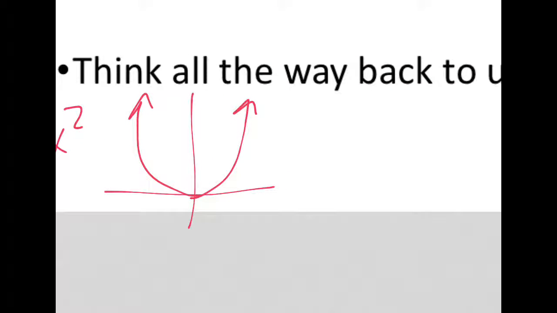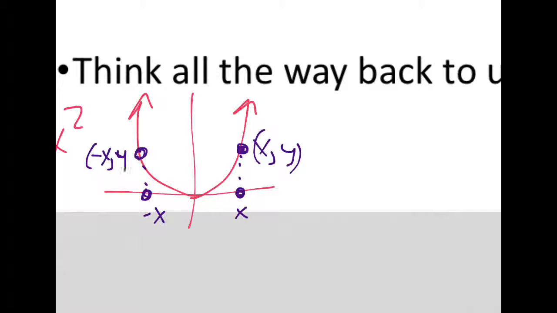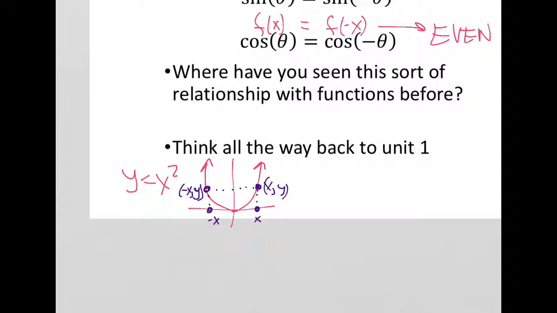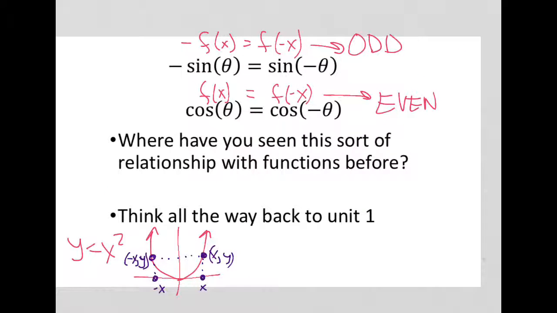Well, say we go some positive x value over here, go up to your graph, we have some point x comma y. An even function says you can go that same distance to the left, so negative x value, and go up to your graph, and you will have the same y value. So negative x comma y. Same y value right there. That's an even function. That's all an even function says. So cosine is an even function. So we should see that symmetry when we graph it in a couple of days.